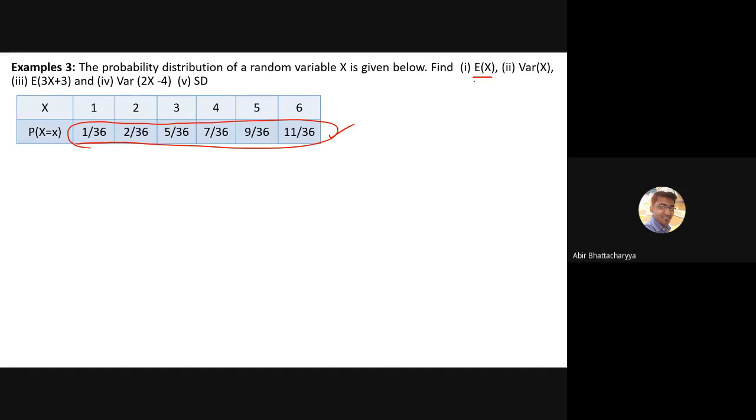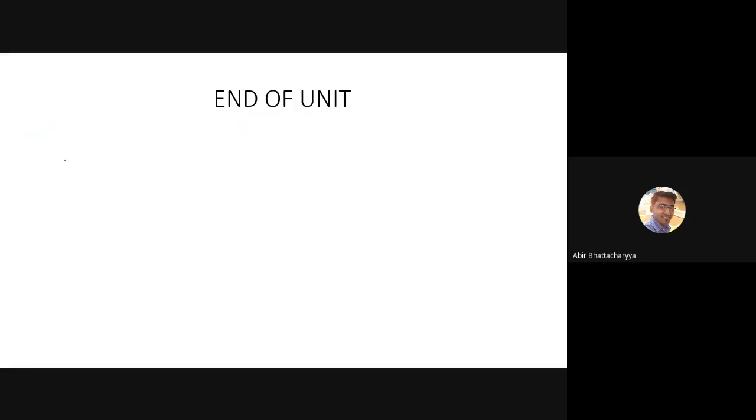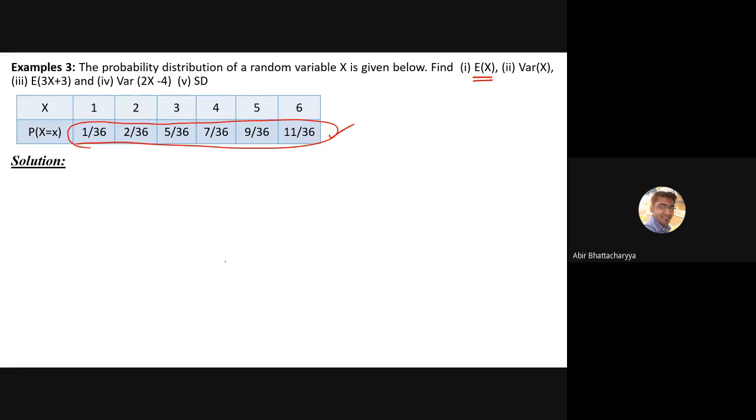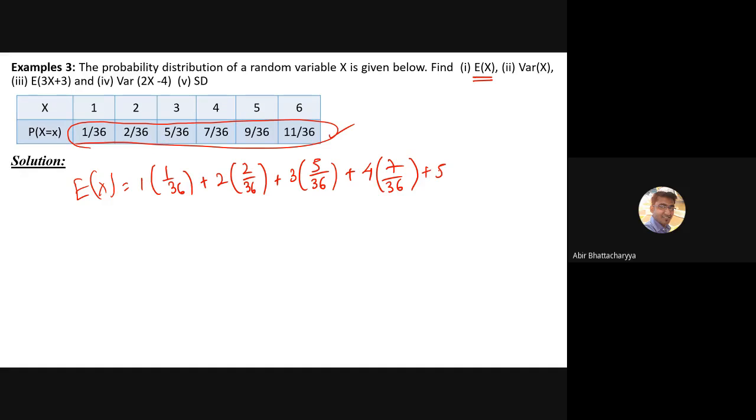Now expectation of x. Expectation of x means 1 times 1 by 36, 2 times 2 by 36, 3 times 5 by 36, so just add them and we'll get it. Expectation of x equals 1 times 1 by 36 plus 2 times 2 by 36 plus 3 times 5 by 36 plus 4 times 7 by 36 plus 5 times 9 by 36 plus 6 times 11 by 36.